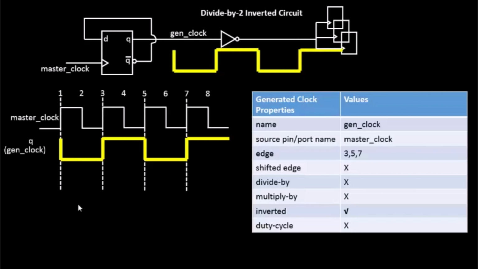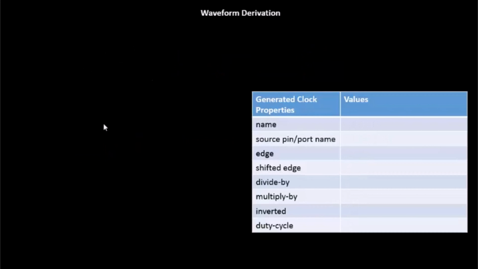Since we have learned about the edge characteristics of the gen clock, the divide by characteristics, and the inverted characteristics, what we'll do is derive a waveform. We'll have a waveform generated over here, and we'll try to derive the properties. Oh sorry, the other way around. We'll give you the properties over here, and we'll try to derive the waveform out of these properties. So let's try to do this in the next video. Thank you.